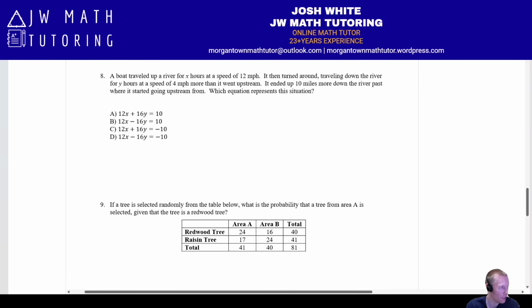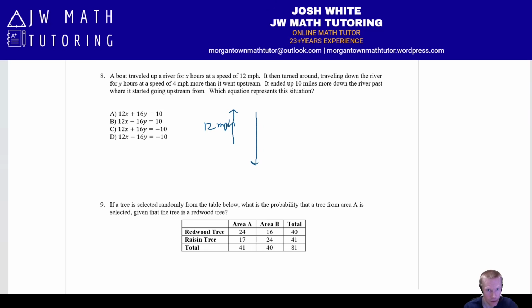All right, let's talk about question number 8 here. This is basically a linear interpretation word problem. So you have this boat. It travels up a river for some period of time at a speed of 12 miles per hour. Then it turns around and travels down the river at a faster speed, basically 4 miles per hour faster, so essentially 16 miles per hour for y hours. And then it ends up 10 miles more down the river. So basically, like this distance right here is basically 10 is what they're saying. It goes 10 miles past its original starting point. Which equation represents this situation?